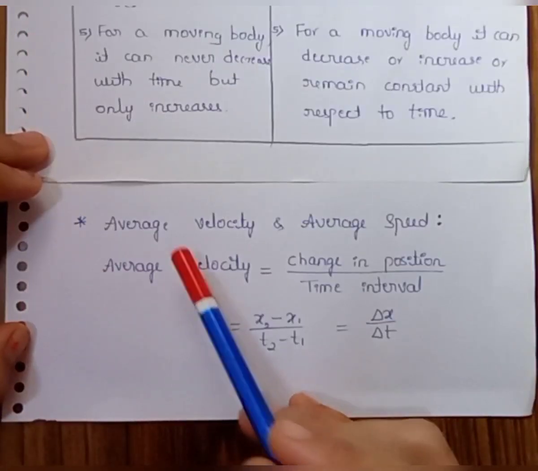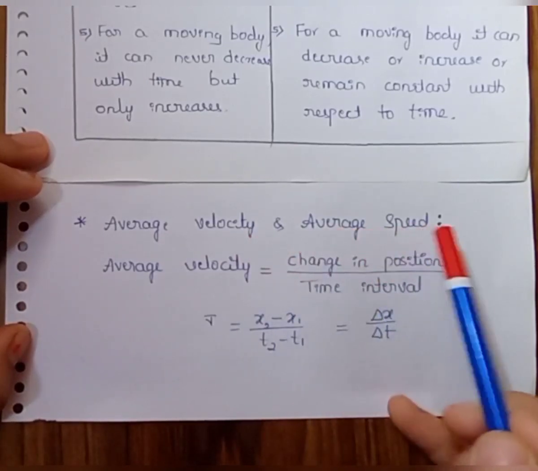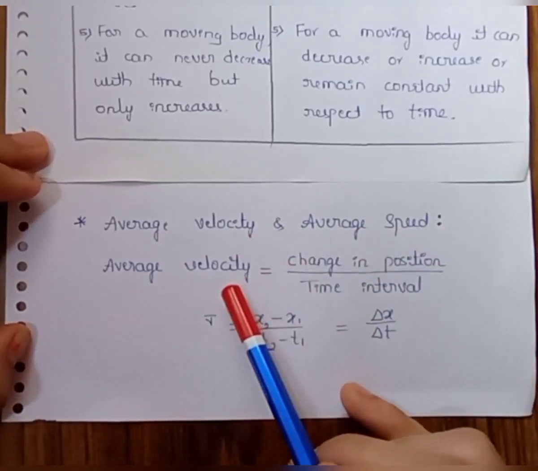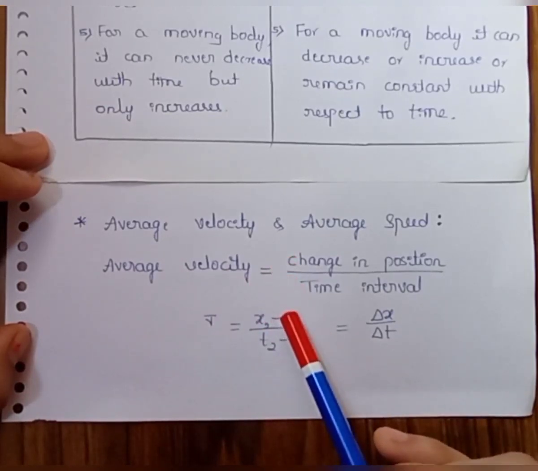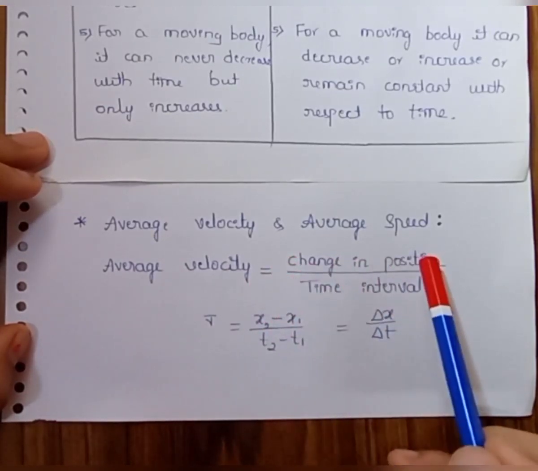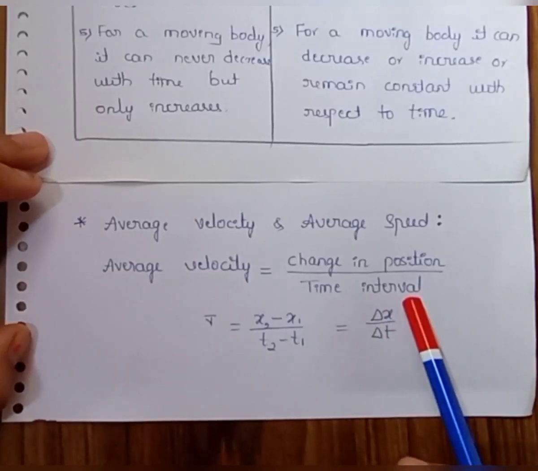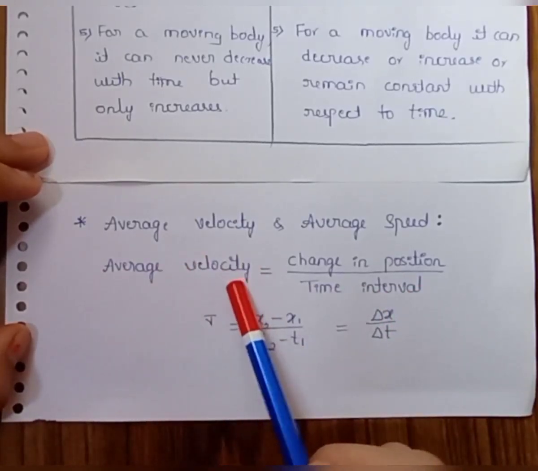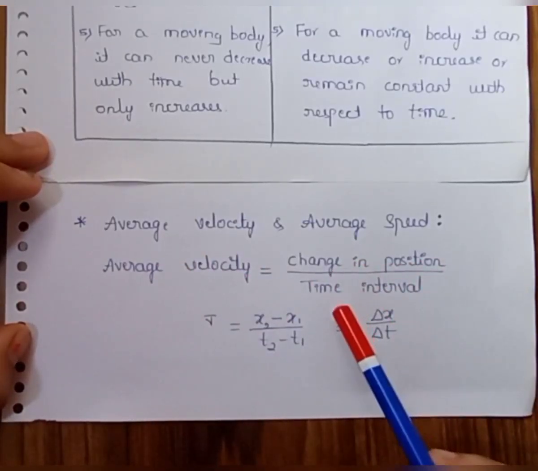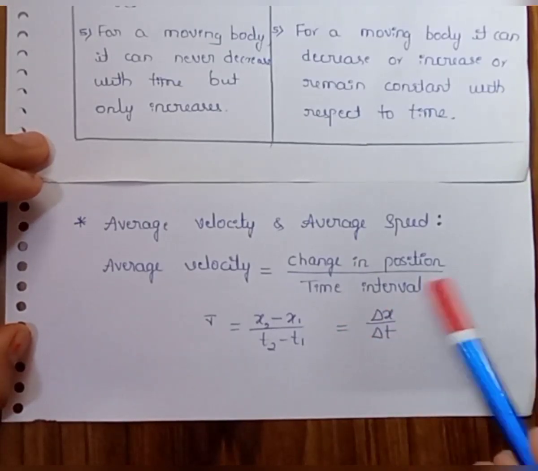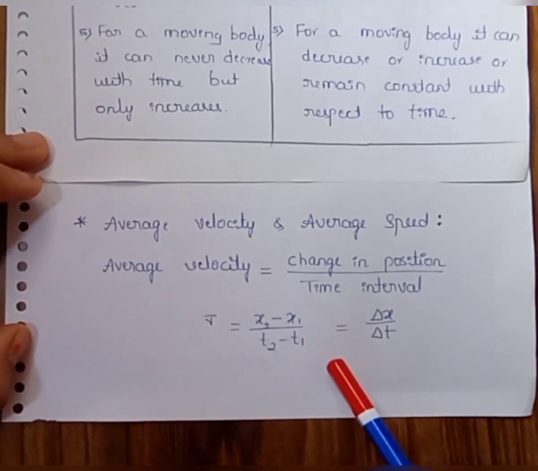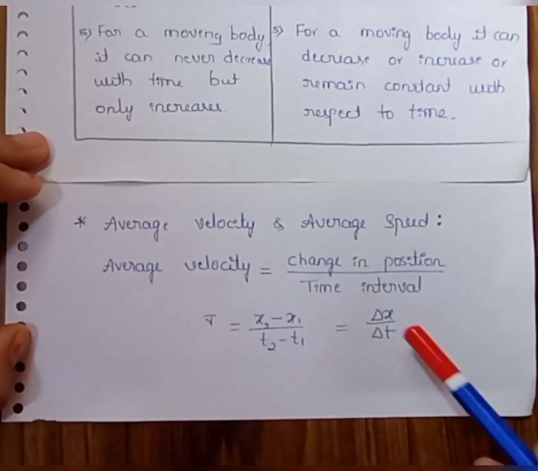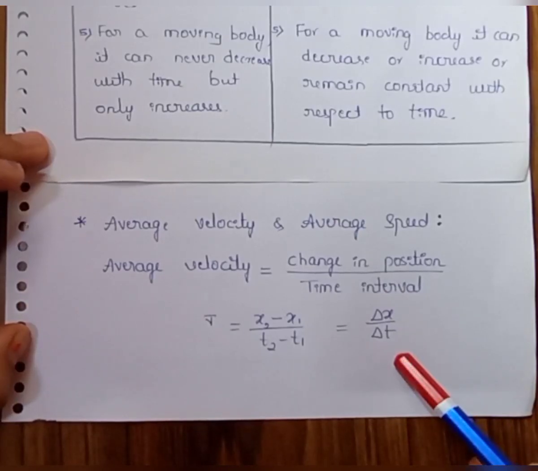Next concept is average velocity and average speed. We already know velocity means displacement divided by time taken, that is change in position divided by time interval. Average velocity is equal to change in position divided by time interval. Change in position can be written as x2 minus x1 divided by t2 minus t1. That is, delta x divided by delta t.